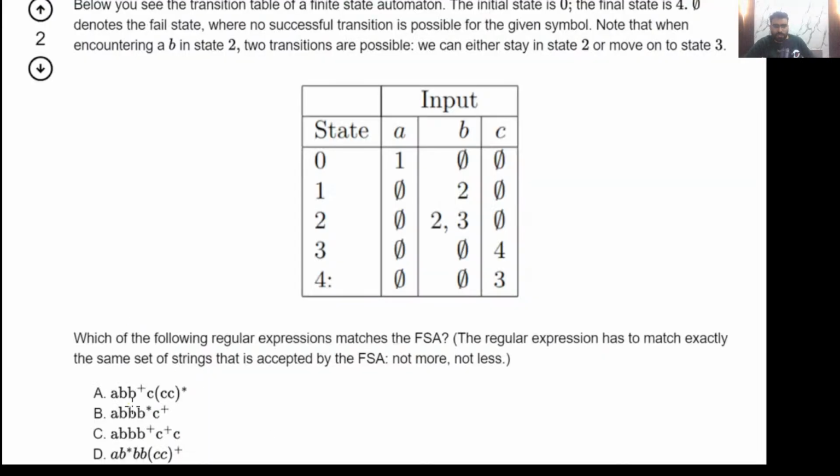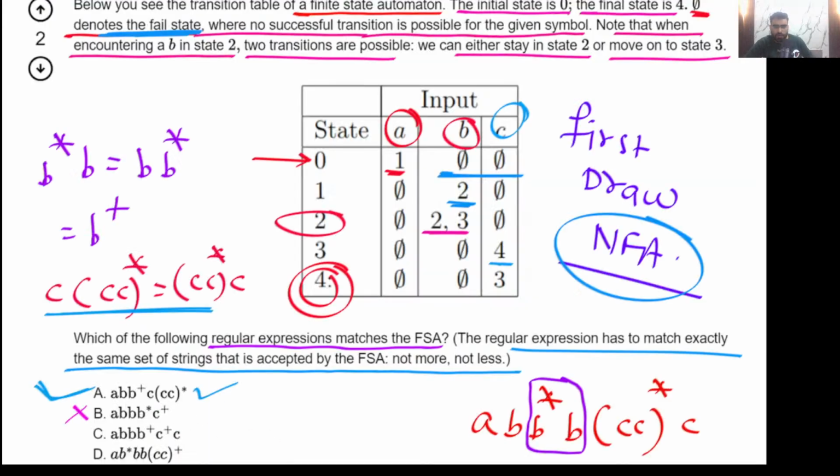But you can see in option B, you can have any number of C. So that is wrong. In option C, you can have an even number of C. That is also wrong. In option D, you will have an even number of C. That is also wrong. So I can say the answer will be option A only. For this question, the answer will be only option A.